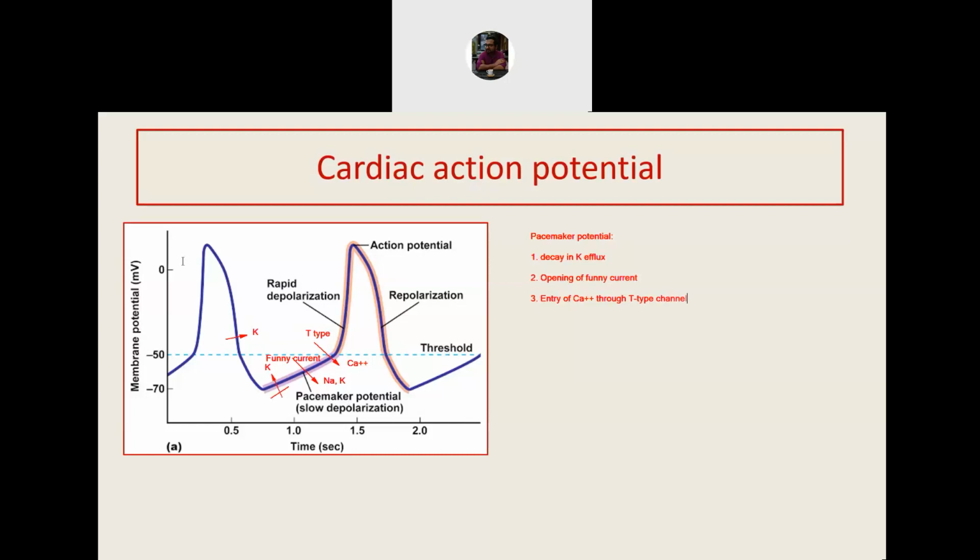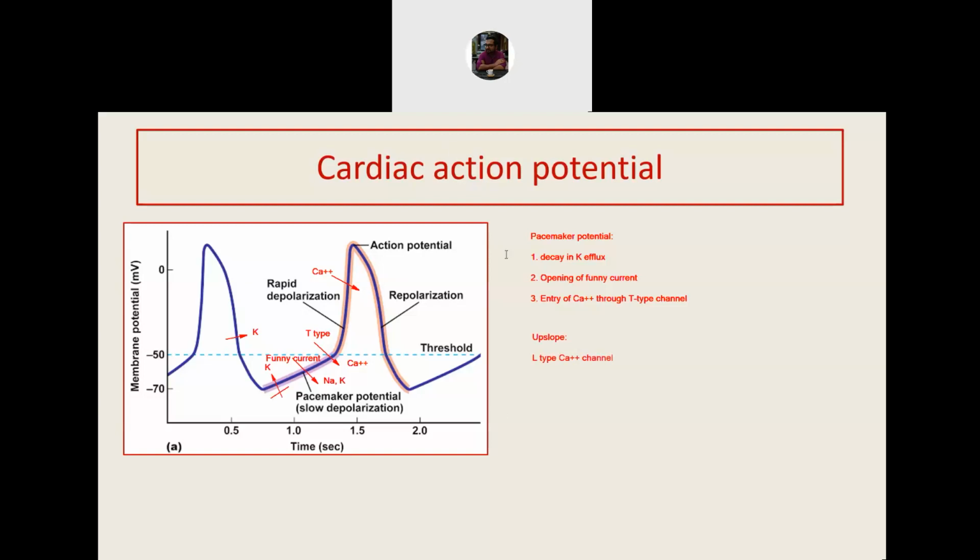Once the threshold has been reached, a second kind of calcium channel opens up, known as the L-type calcium channels, or the long-lasting type. So the upslope after the threshold is caused by the L-type calcium channel.